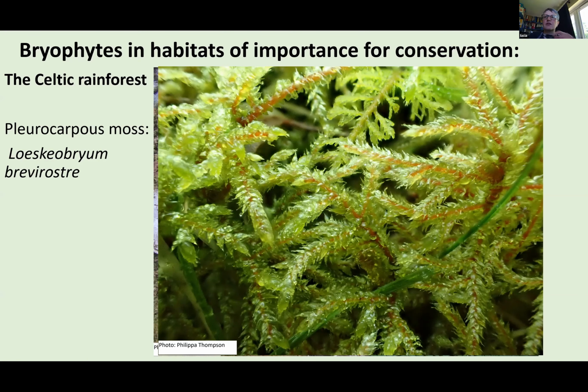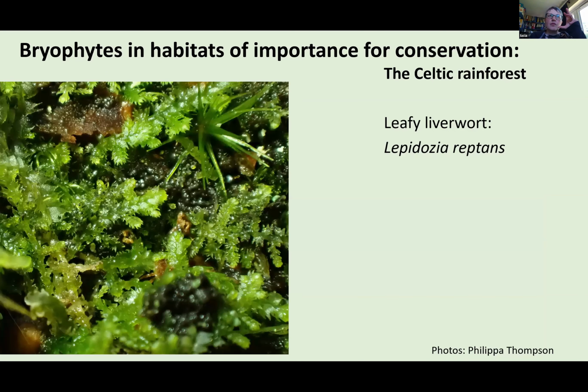You can't really talk about the Celtic rainforest without mentioning what really makes them special. But these are much smaller species. They're liverworts. These are really, really tiny, but they make the Celtic rainforest. So I thought it'd be good to show you at least a few pictures of them. I've chosen Lepidozia reptans because it's quite common and it has a really interesting appearance. And this is a very small liverwort.